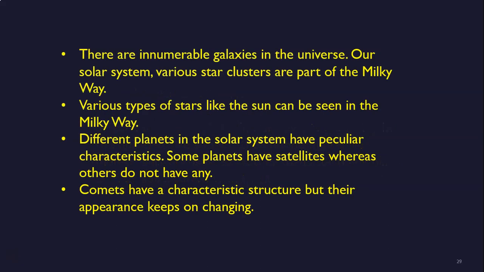There are innumerable galaxies in the universe. Our solar system and various star clusters are part of the Milky Way, which is our galaxy. Various types of stars like the sun can be seen in the Milky Way. Different planets in the solar system have peculiar characteristics. Some planets have satellites, whereas others do not have any. Comets have a characteristic structure, but their appearance keeps on changing.